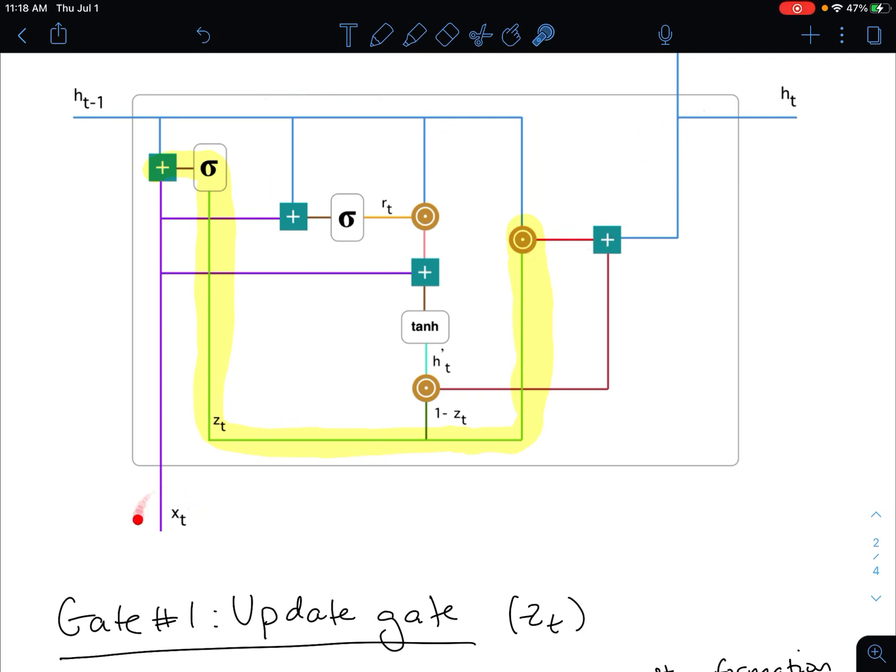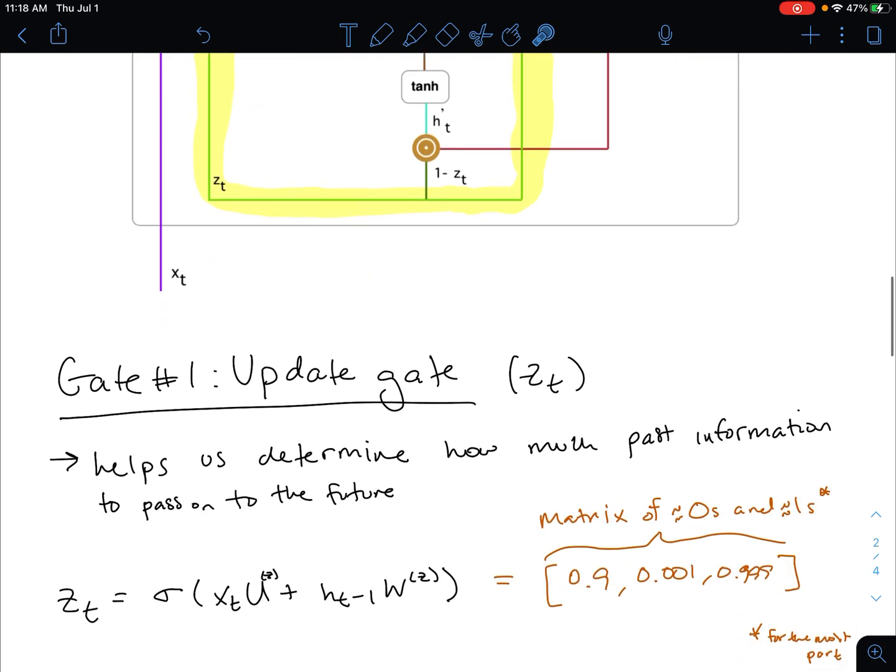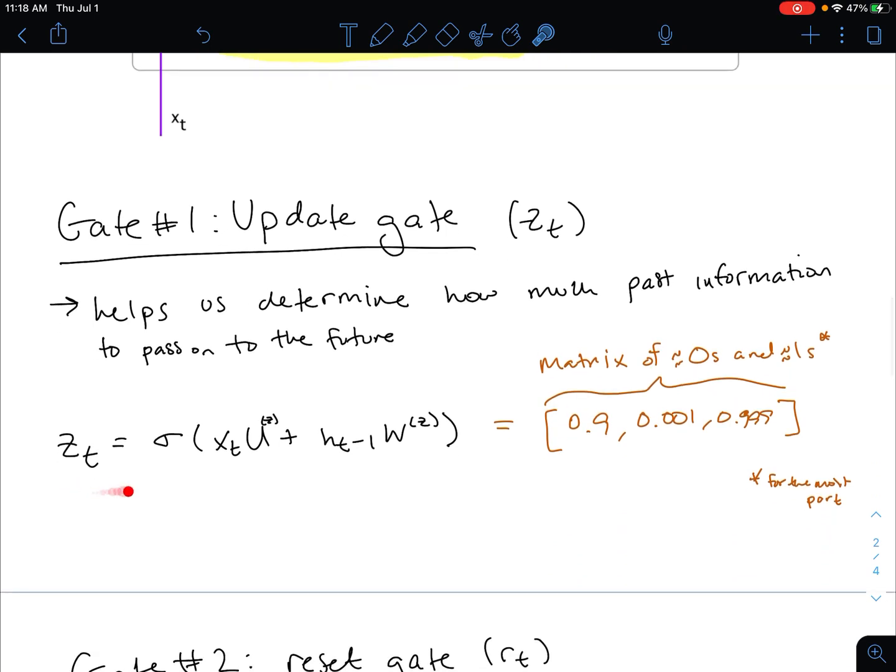So what this is doing is combining x of t and h of t-1: you add them together, and you pass them through a sigmoid function. As we remember, the sigmoid function is going to generate a matrix of values very close to 1 and 0. And then we apply that, element-wise, to the hidden state. This is just going to tell us how much of the information from the past we want to forget. If we look at the math here, we have a sigmoid function of the input and the hidden state multiplied by their respective weights.